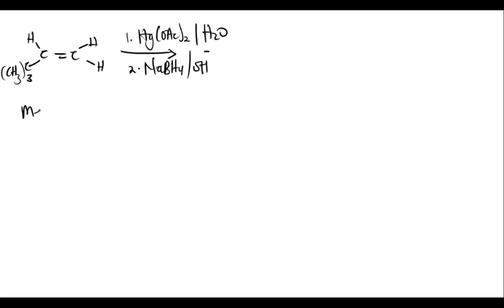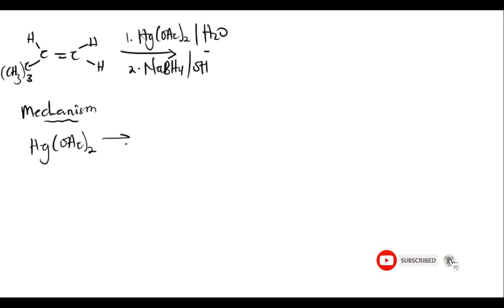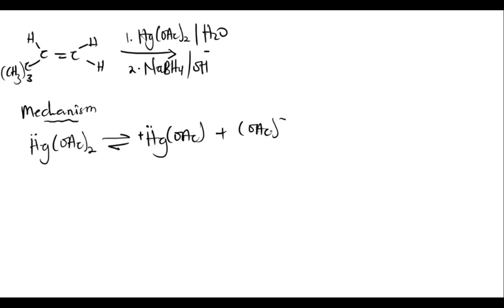All right, so let's write the mechanism for us to be able to get the product. First of all, we know that the mercuric acetate group will dissociate. So this will now dissociate to form this, OAc plus, with the lone pair on the mercury over here, plus the OAc ion.